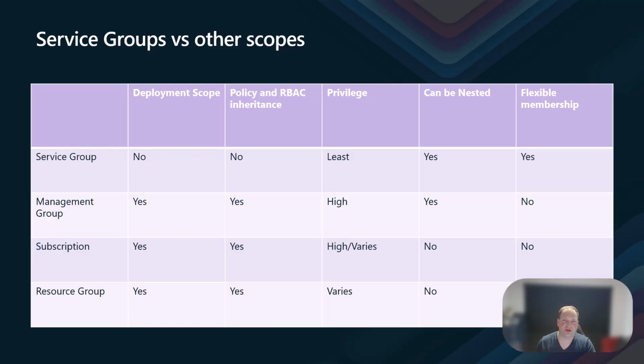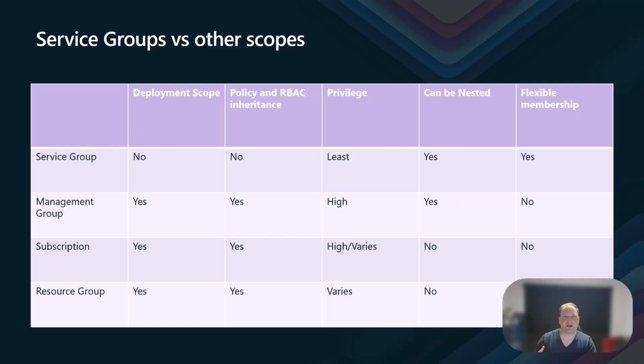Groups and subscriptions provide deployment scopes, so they enforce things like your policy and your RBAC, and they have high privilege, but they lack flexibility in the membership, because the memberships of those resources, so subscriptions and groups, are fixed. And you can't really nest resources in the way that you may need for some of your business use. Resource groups are also deployment and management units, but again, their membership and their structure is rigid.